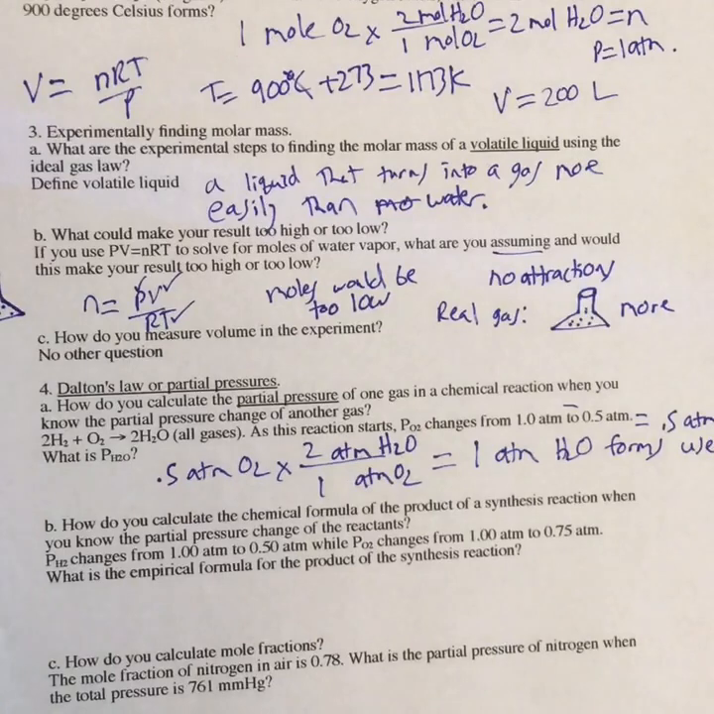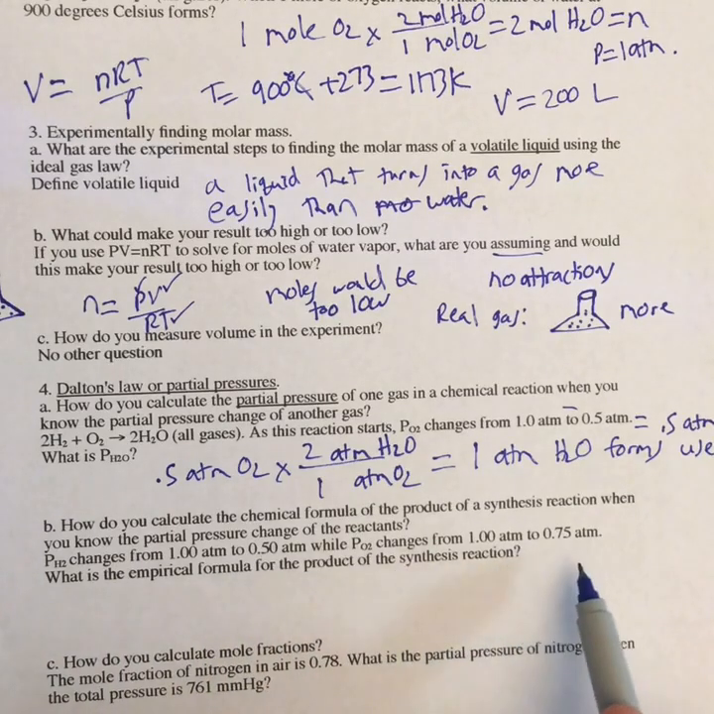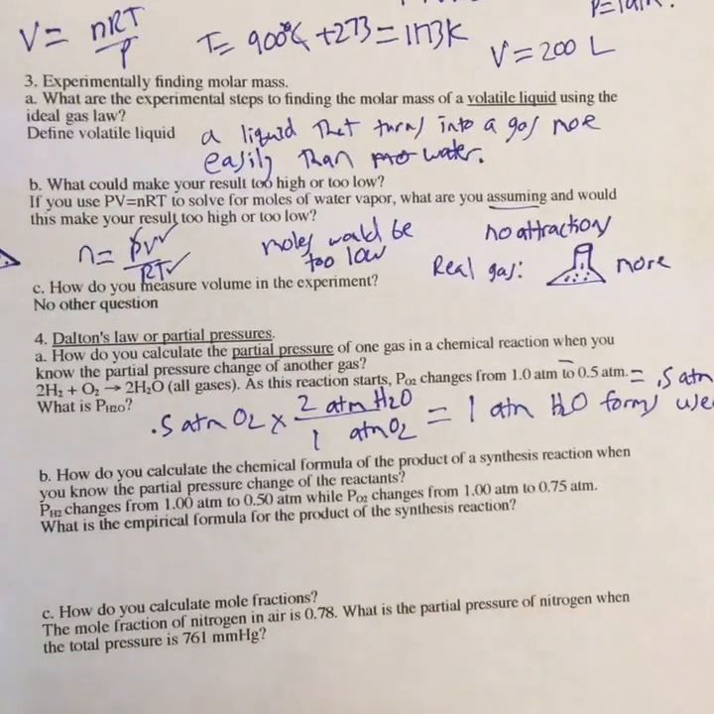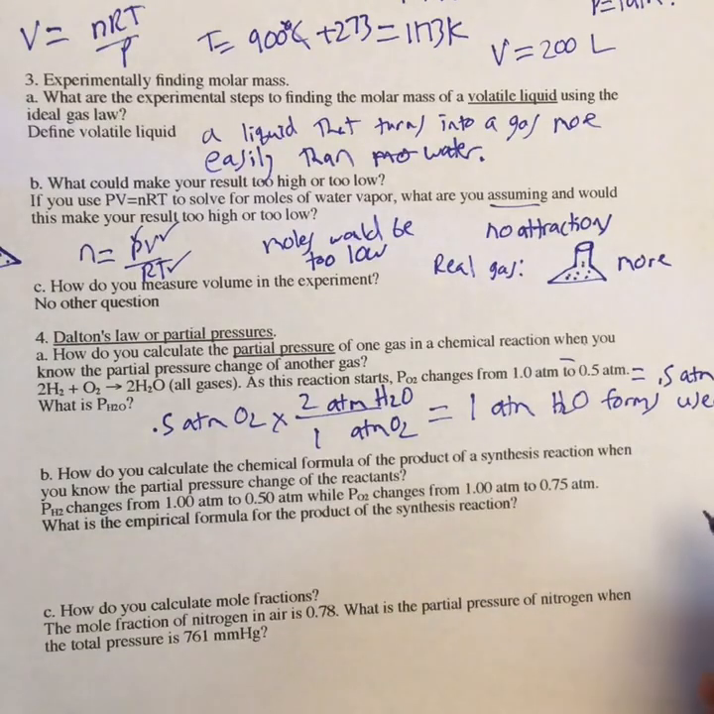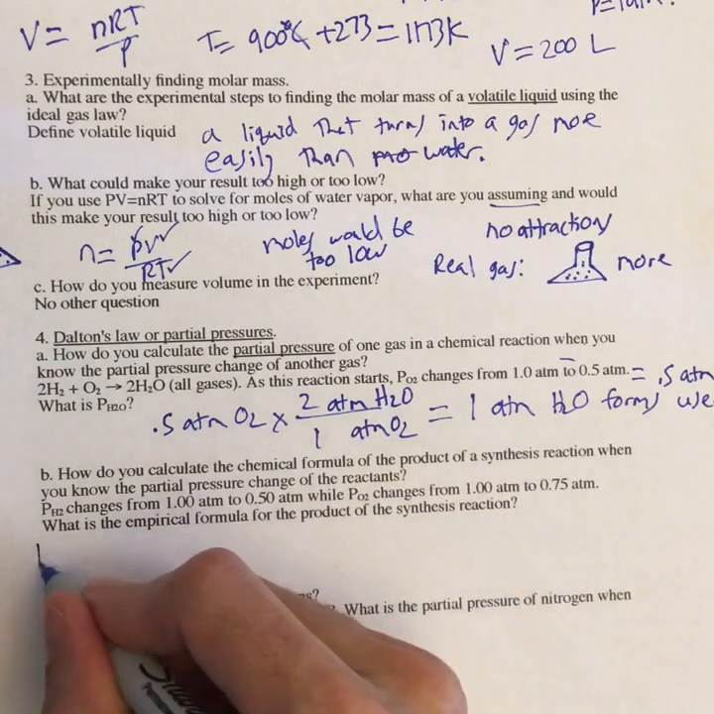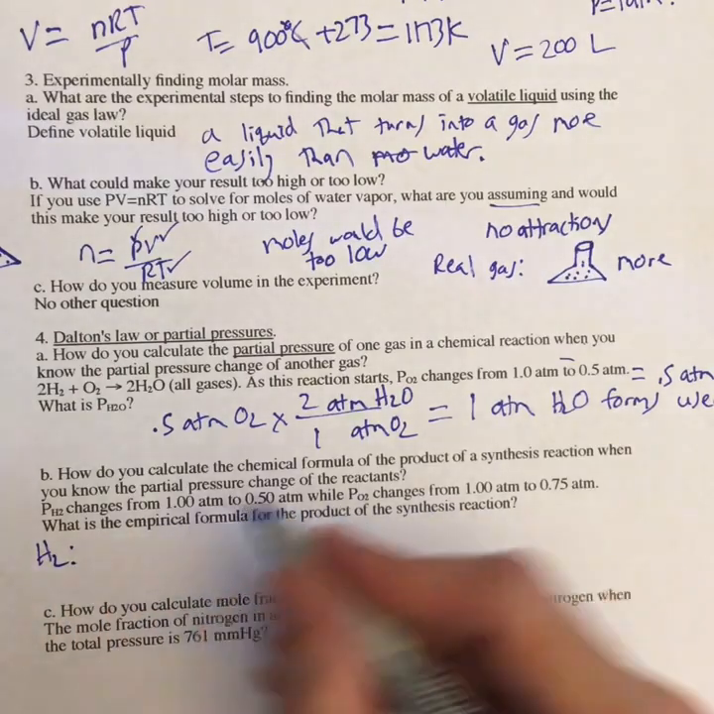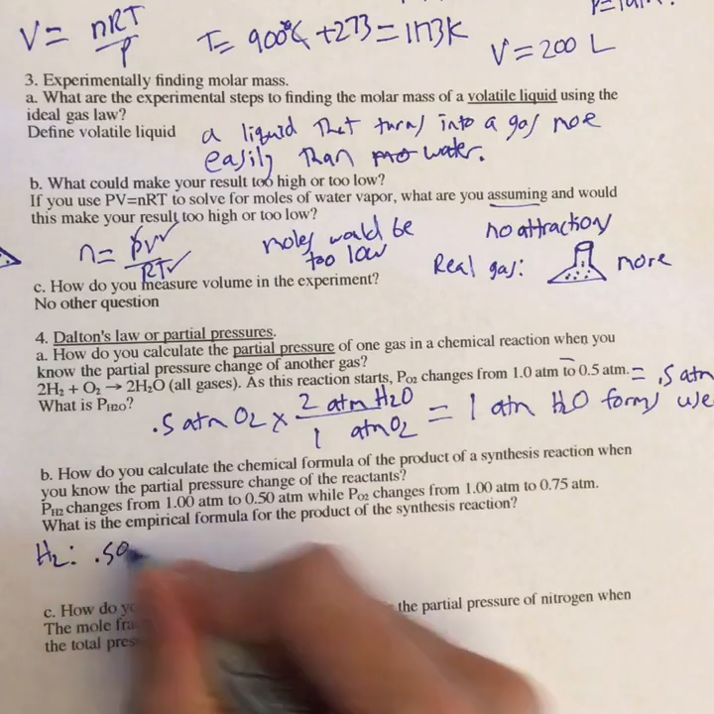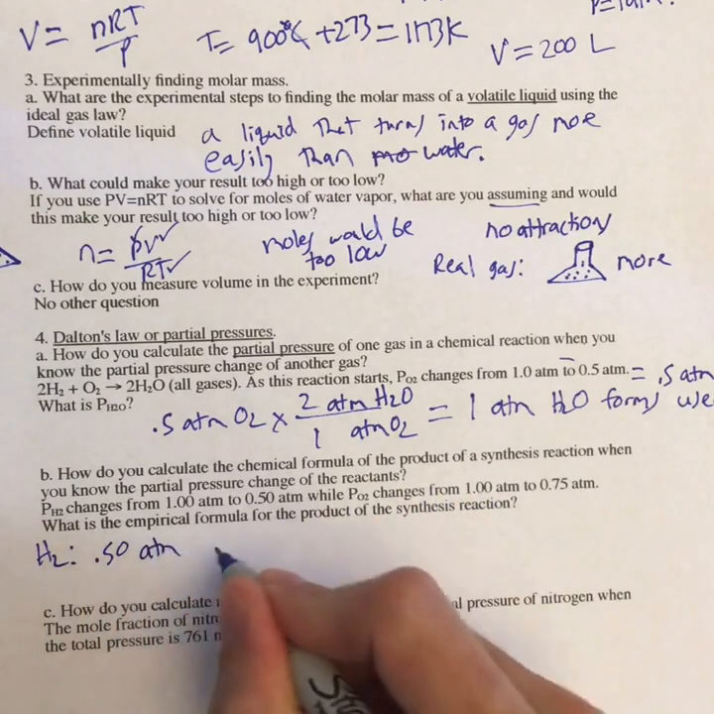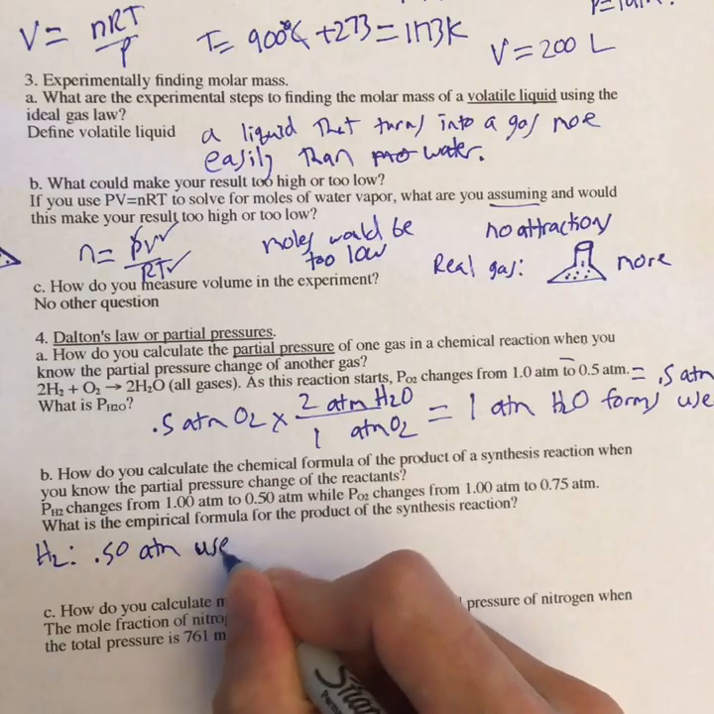Part B, same deal. This problem we could think of from the past as moles of hydrogen changes from 1 to 0.5 moles, and moles of oxygen changes from 1 to 0.75 moles. Find the formula, so we're just going to find a ratio of those moles, of those pressures. For hydrogen, 1 minus 0.50 is 0.50 atmospheres that are reacted, used.